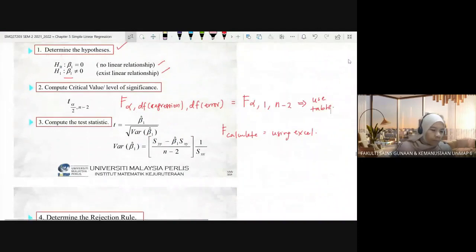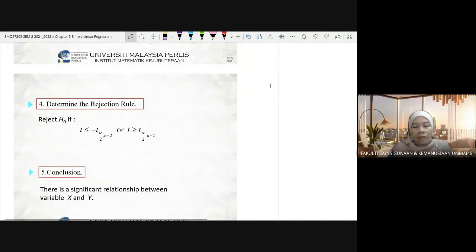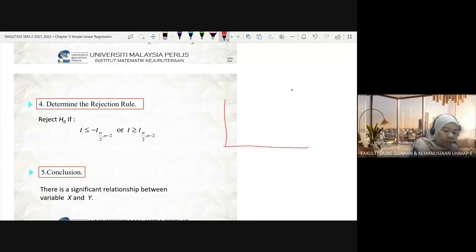So the calculated F in the third step is from your Excel. The F critical value is using your table, so you have to find it on your own. Knowing what the parameters are, you can find the F critical value. The fourth one will be to determine the rejection region, or whether you need to reject or fail to reject the null hypothesis. In this case, since we are using the F, how does your F distribution look like?